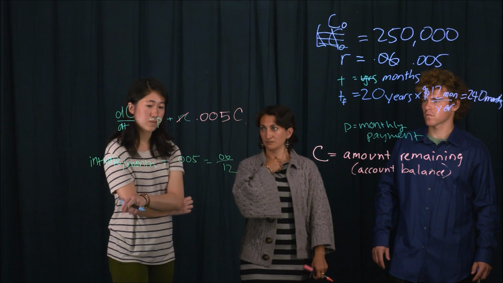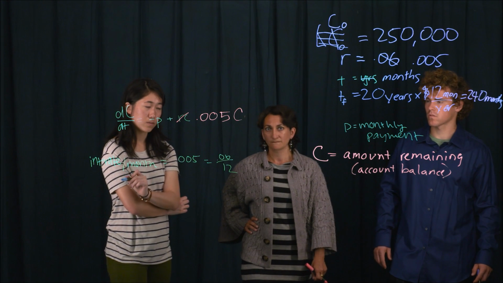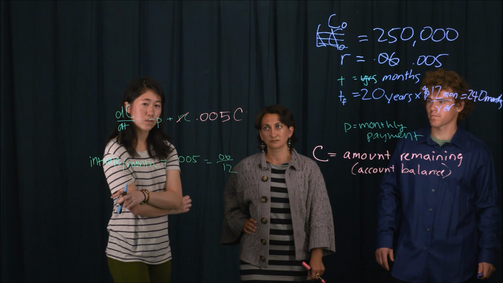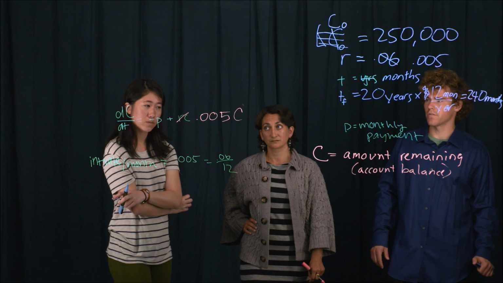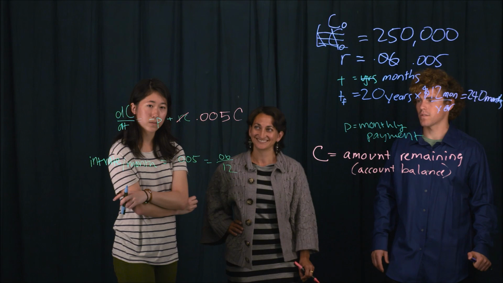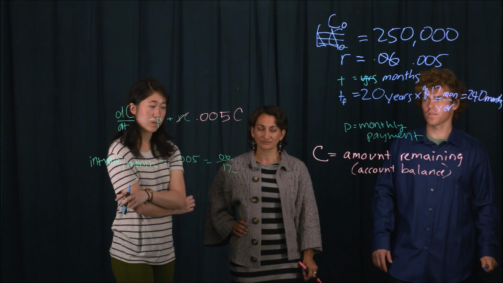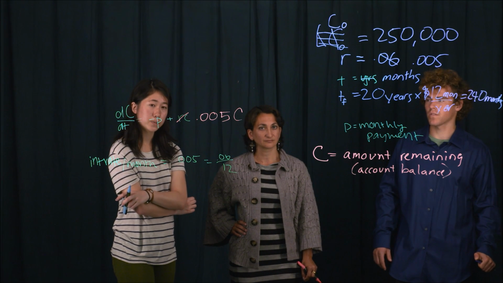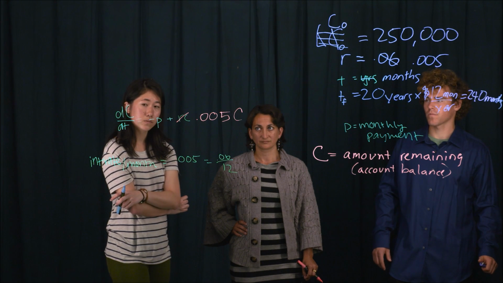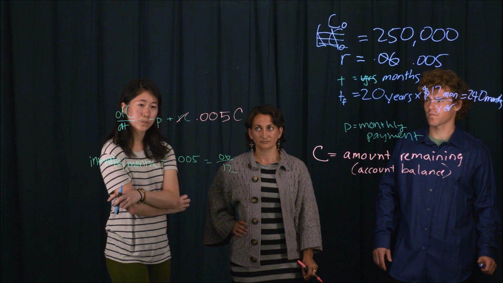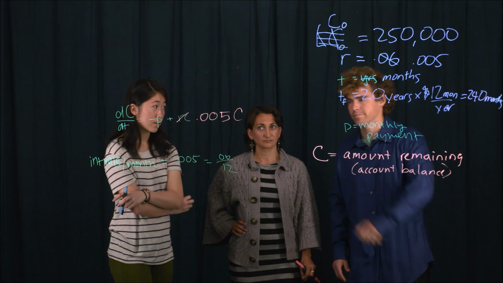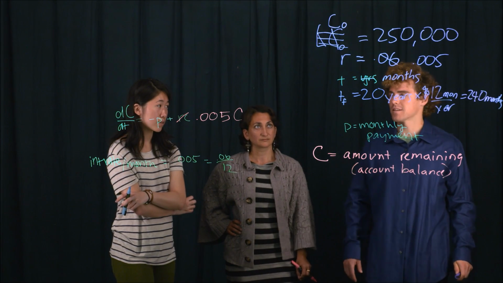Okay. So let me ask you, the equation that Emily just described, what do we call that? A differential equation. Okay, very good. And so you have the differential equation, but you want to find the monthly payment, the P, in a way that makes the account balance 0. Do we have an equation for account balance? It is C. That's the variable, that's not the equation.